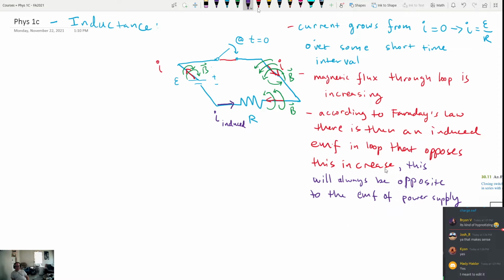The effect of this is that the current cannot instantly go from 0 up to this. It has to happen over some short time interval, because the attempt of the circuit to put current into the circuit creates a magnetic flux that opposes that attempt. So as a result, you get this induced EMF that goes backwards. We call this effect a back EMF.